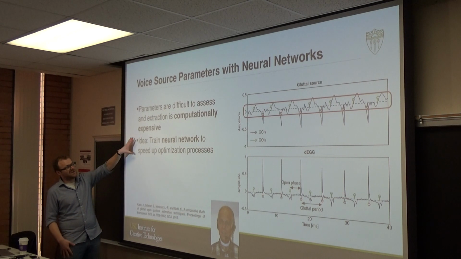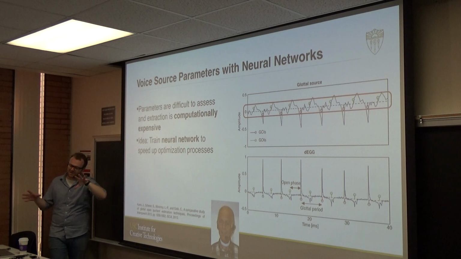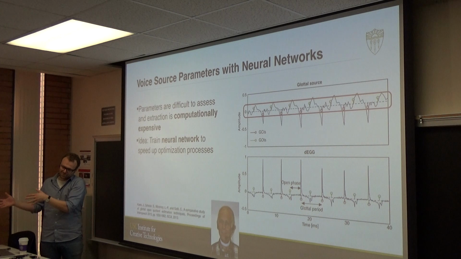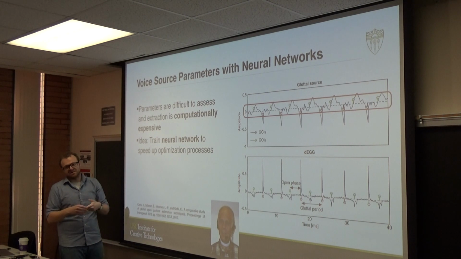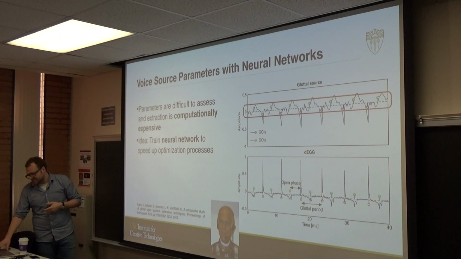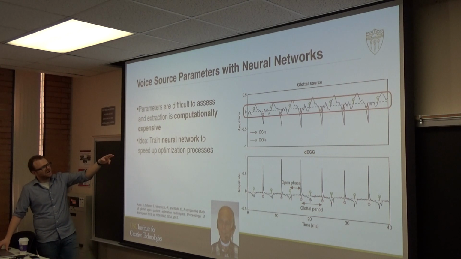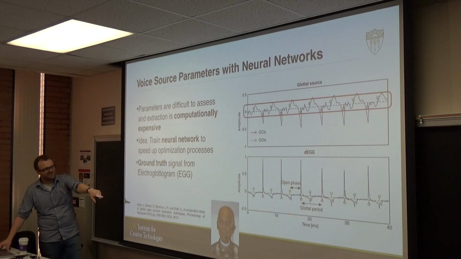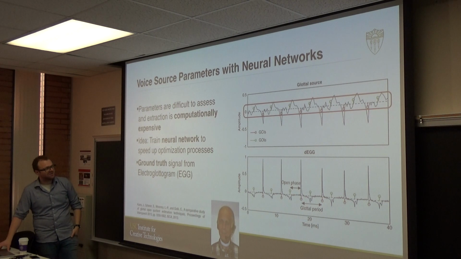This is an example where I would like to show you that machine learning is not just useful for classification and for evaluation of your data, but it's also useful to generate new data and to do feature extraction itself. So what we did here is we trained a neural network to speed up this process, and we used the ground truth of these electroglottographs as our training data. We tried to find this open phase automatically.